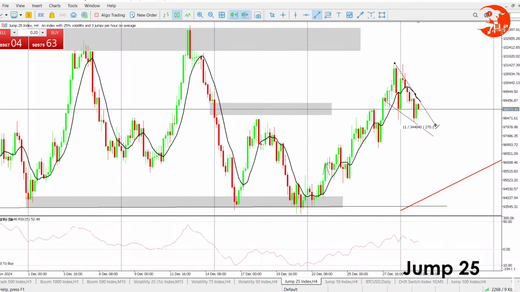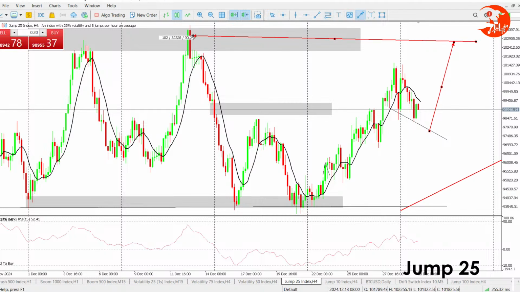for the opportunity. This is a bit weird. Just leave this alone. Let's have that alone, just like that. All right, so that's what we see clearly, and that's what I will be waiting for. I will be waiting for when it comes back to this level and enter my buys, and this will be my TP level.